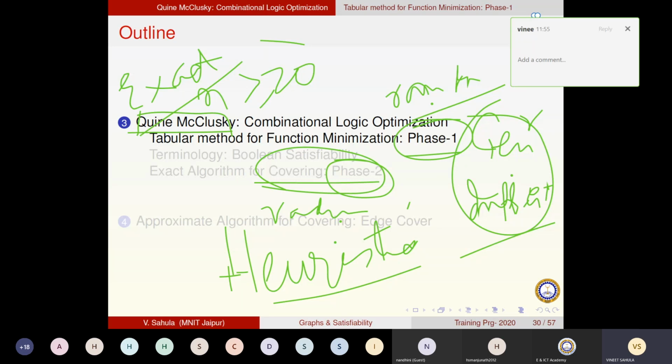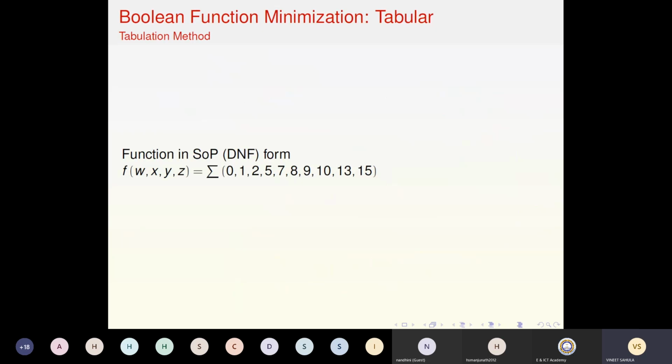So what do we do in phase 1? If this is the function given to me, I have to generate the Quine-McCluskey first table. Can anybody indicate how to do it quickly? Somebody want to indicate what to do? Abhishek, I will take your question in the last. Please save your question. How will you make a table?